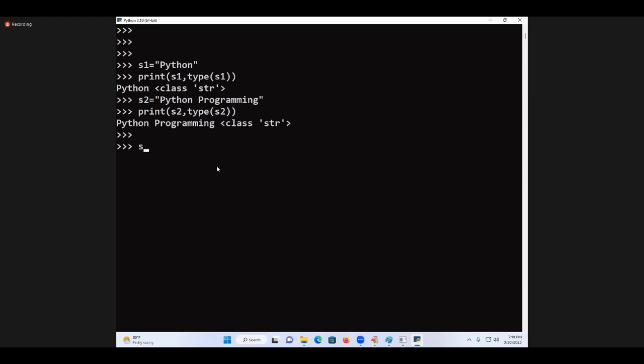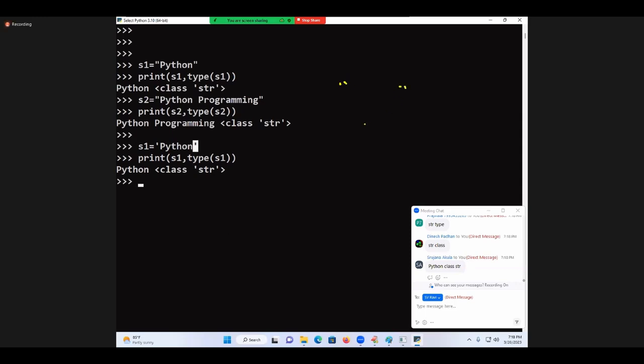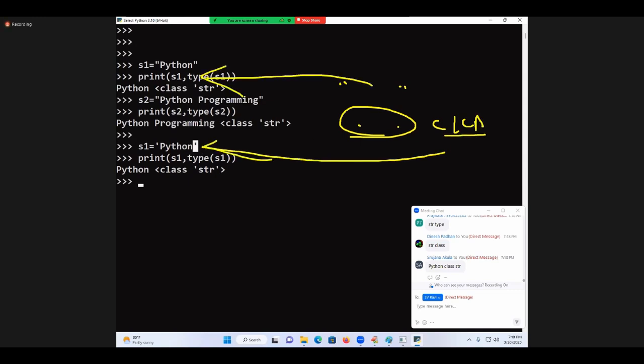Next, be careful. s1 is equal to single quotes. Now I am writing Python. Which quotes am I using? Right. Print of s1, comma, type of s1. You are getting what? Python. What type? str. That means everything you can enclose within double quotes, you can enclose within single quotes too. Don't ask me, sir, what is the difference between double quotes and single quotes? I already told you. This is for the people of C, C++, Java to feel easy and convenient in Python. They followed both notations.